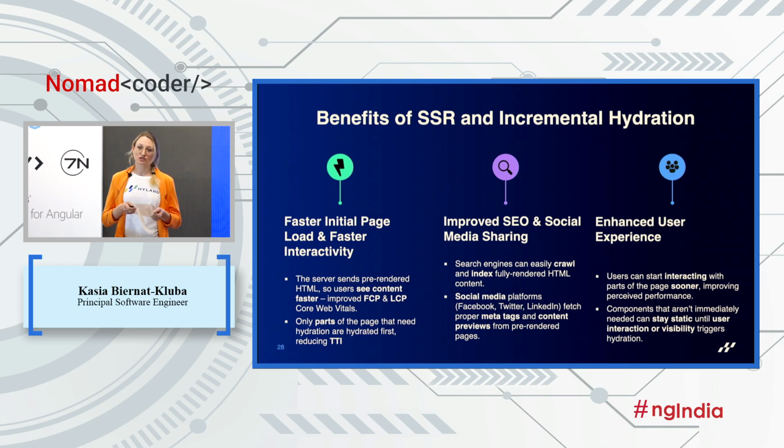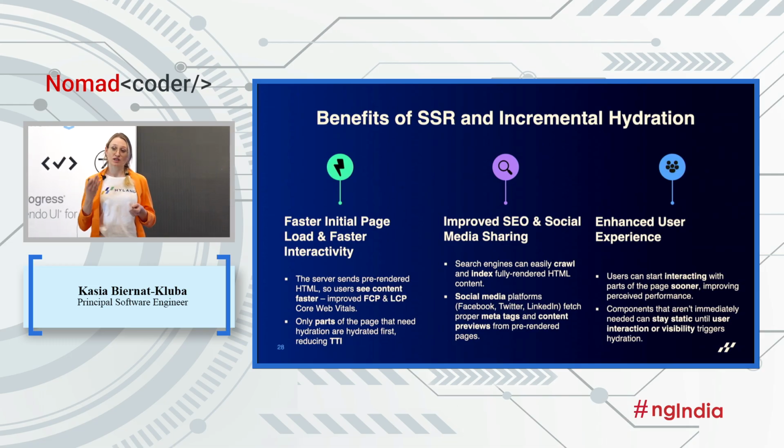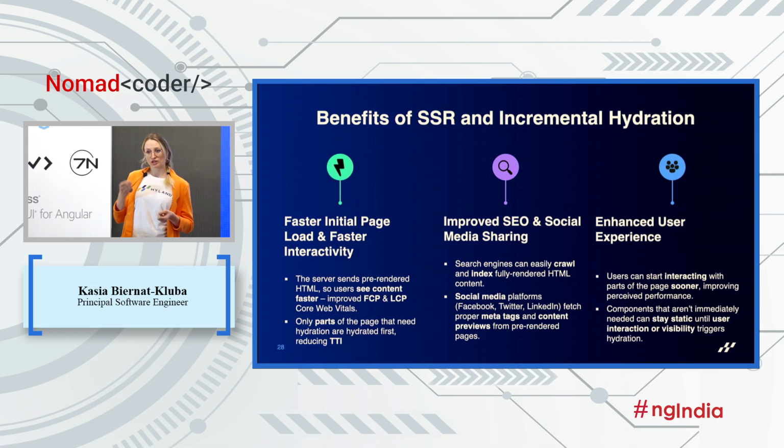All this also results in better SEO and better social media sharing, because this content is already rendered. When we have search engines crawling the internet, they immediately have all of the contents. They don't need to do any rendering by themselves. When we share our page on media like Facebook or Instagram, we can immediately have access to meta tags to generate the previews. So all in all, we have an enhanced user experience.